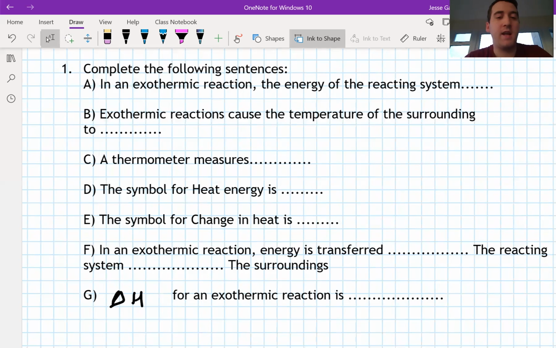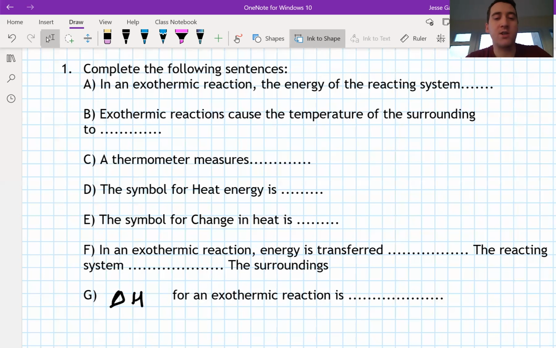The symbol for heat energy is, this was from the previous lesson, hoping that you wrote capital H. The symbol for a change in heat is, again, previous video, we learned this. It's delta, which is the triangle. It's the Greek symbol for change, delta, and heat is the capital H, so it's delta H.